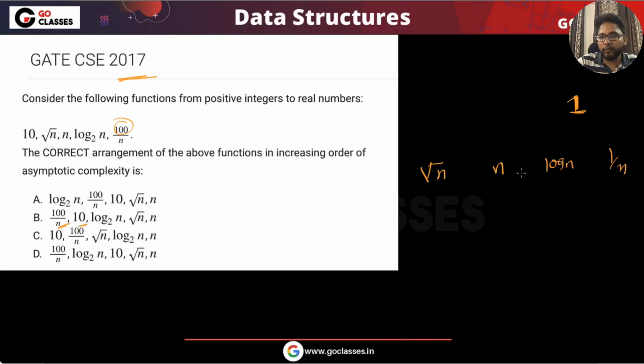Then you need to compare between these three functions. Then log n will come, then root n will come, then n will come. Log n, root n, n. So B is the correct answer, right?